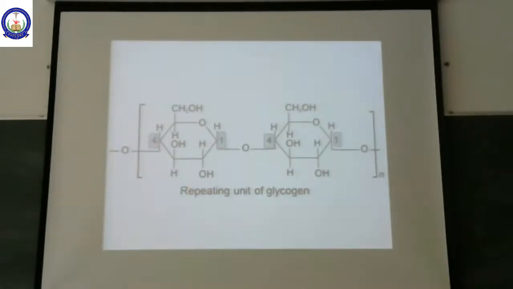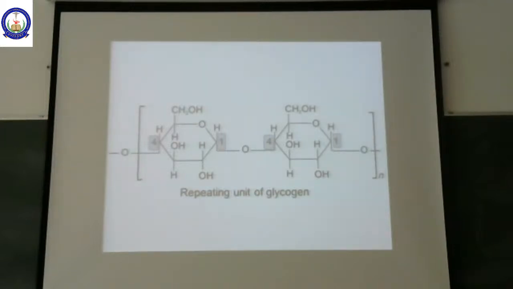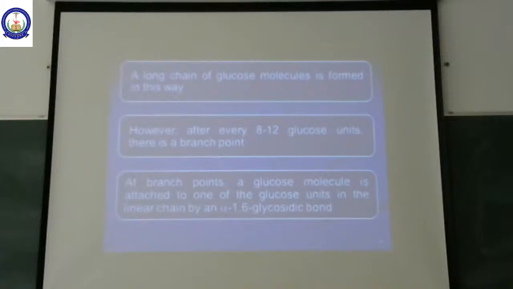Each glucose molecule is bonded by the alpha-1,4 glycosidic linkage. This is the repeating unit, and this is called a glycogen molecule. It is a long chain of glucose molecules.